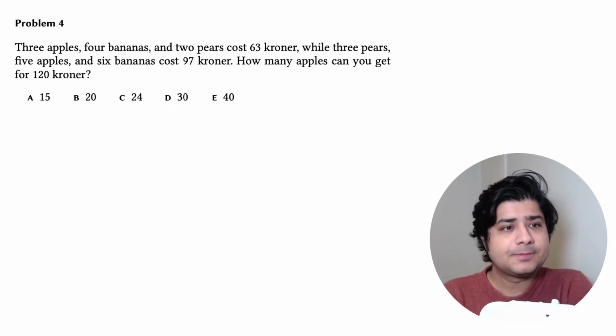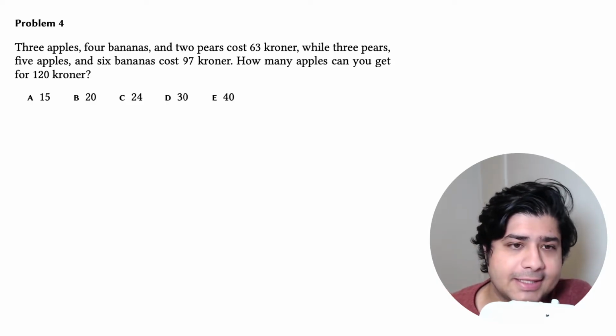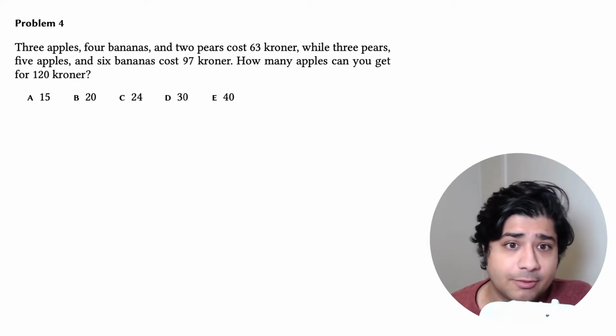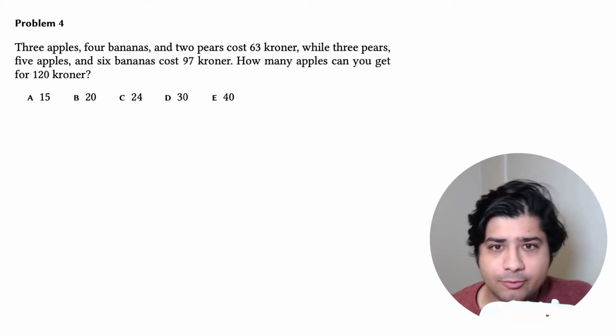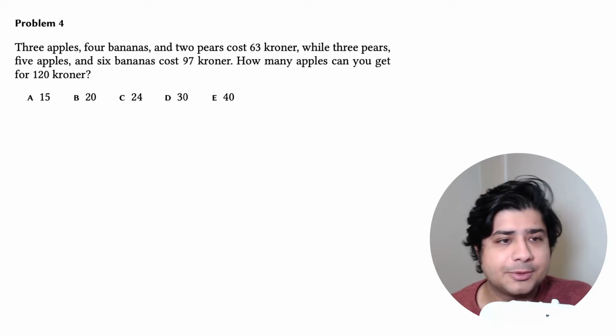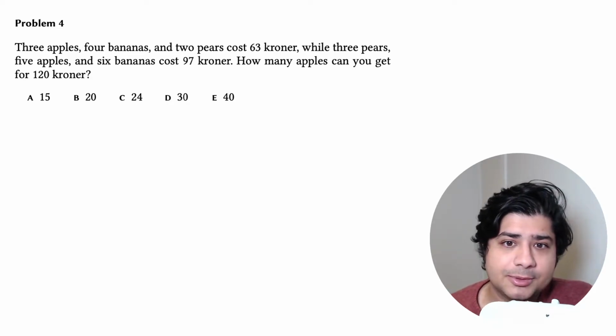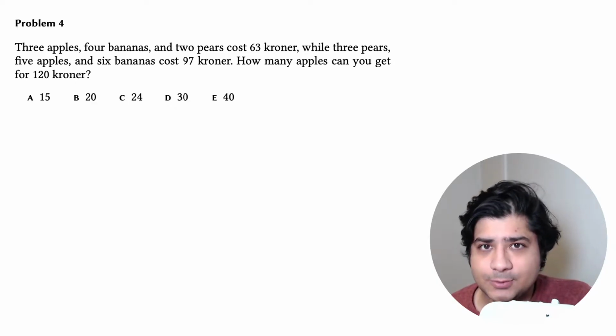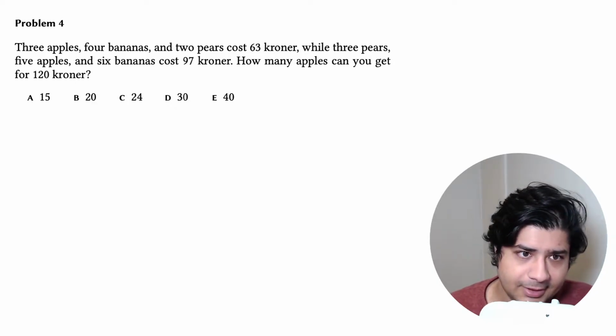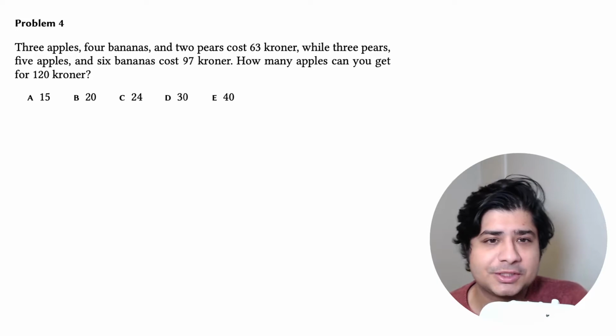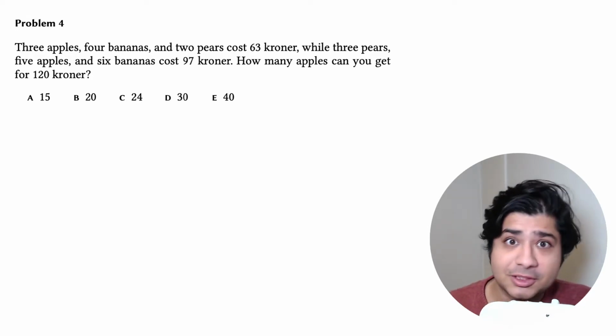Problem 4. 3 apples, 4 bananas, and 2 pears cost 63 kroner, while 3 pears, 5 apples, and 6 bananas cost 97 kroner. How many apples can you get for 120 kroner? Okay, in case you're not Norwegian and wondering what kroner means, that's the local currency here in Norway.